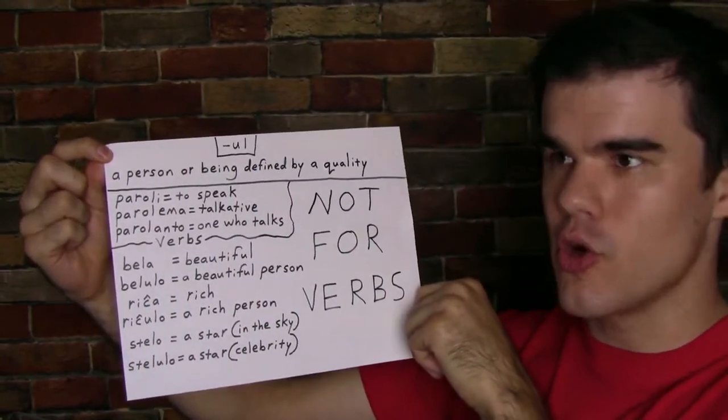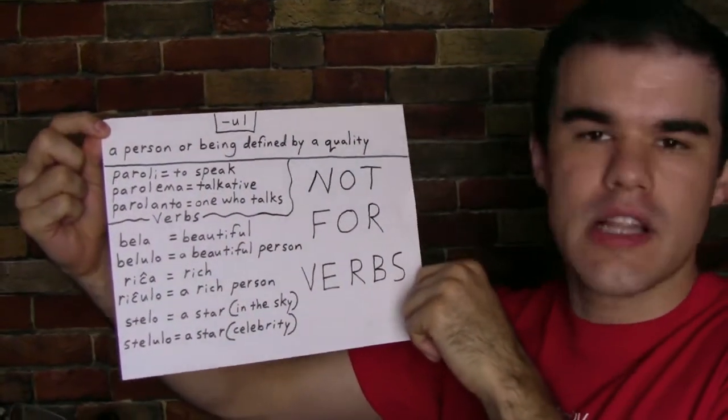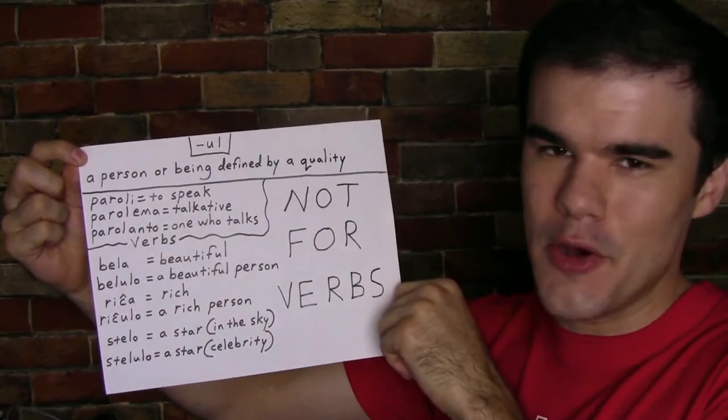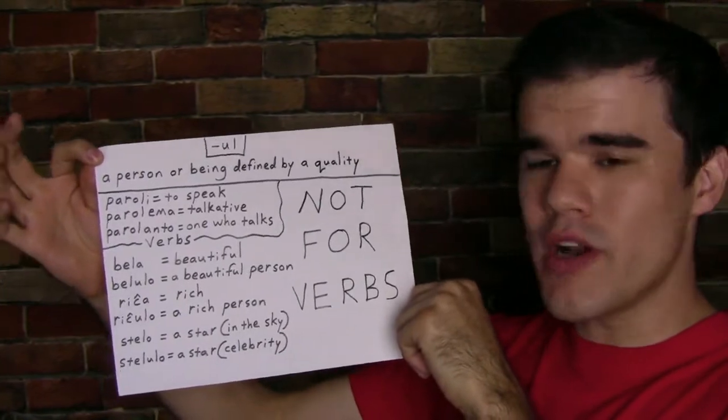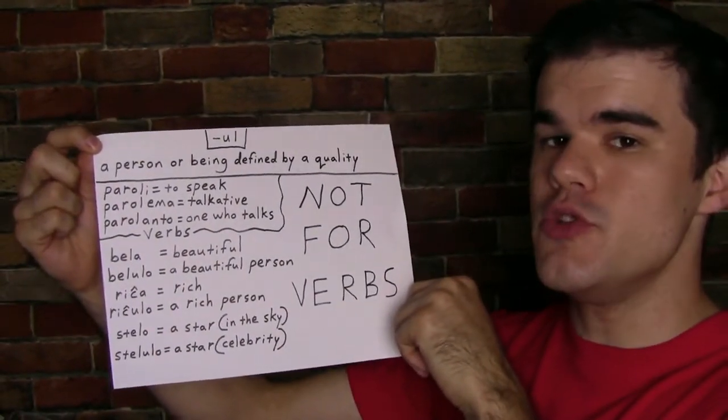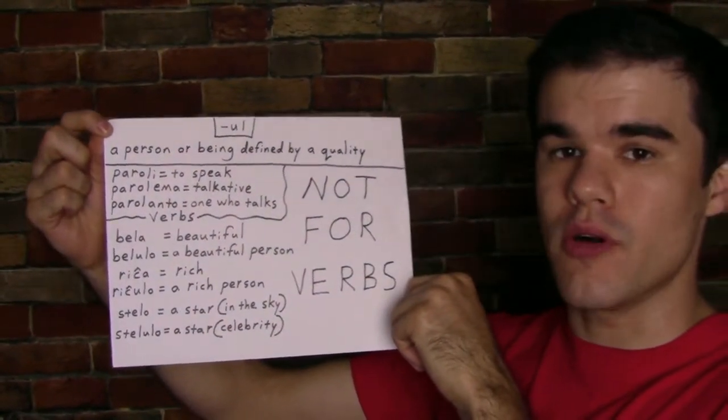There's parolanto, parolata, parolinto, and so on. There's a lot of different forms of that. That's its own separate video in the future that I'll have to make. But suffice it to say that if you wanted to define someone by a verb, you'd use a different ending. This is specifically for adjectives.